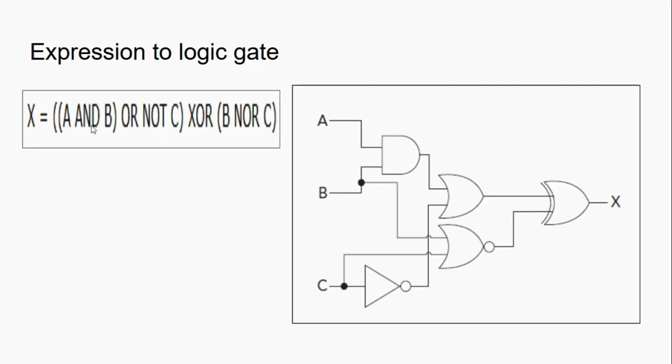After that expression, we have to go to another brace, that is not C. How do you write the not C? Take the C input and make it not. Then this is ready and this is ready. For both of them you have to perform the OR operation. Take both the outputs and pass them to the OR gate.